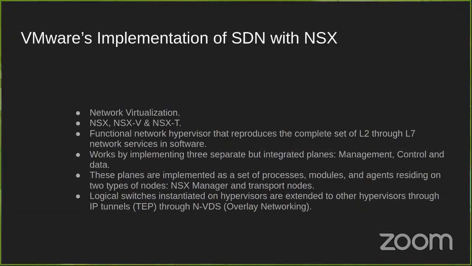A hypervisor is a type 1 hypervisor, for example, vSphere or Citrix or KVM, that reproduces complete layer 2 through layer 7 network services in software. We all understand the OSI model. So NSX is able to virtualize from layer 2 all the way to layer 7. It works by implementing integrated planes, which are the management, control, and data plane.